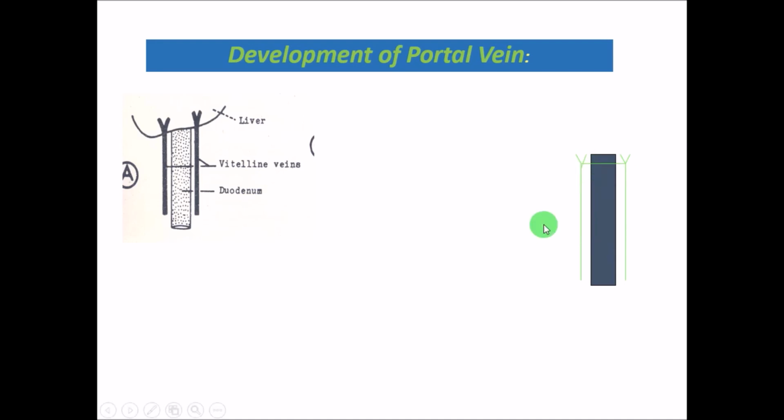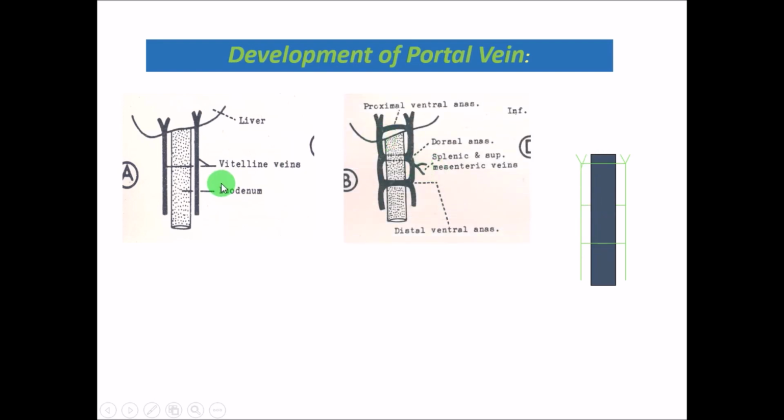Later communication develops between the right and the left vitelline veins in the upper part, which is proximal, and this will be ventral communication in front of the duodenum. This is the duodenum, so this is the ventral communication. Then in between there will be communication between the two vitelline veins, but now the communication is behind, dorsal. Okay, dorsal communication between the two vitelline veins. Then again there will be a third communication, which is ventral, in front of the duodenum. So there are two ventral communications, proximal as well as distal, and one dorsal communication.